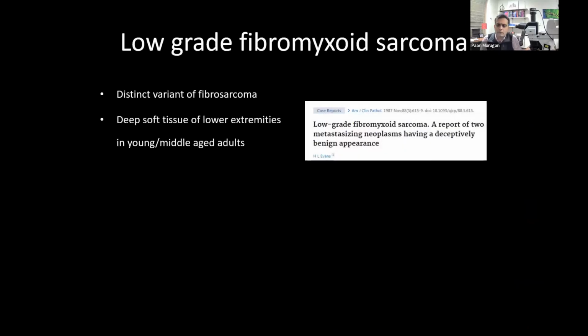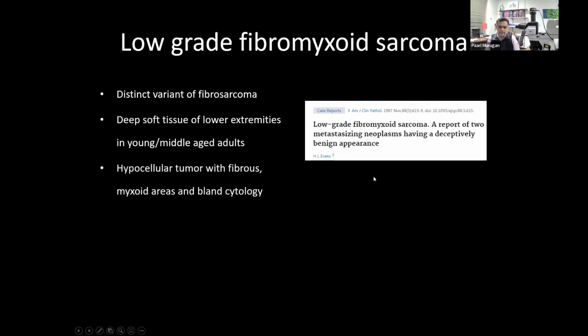Low-grade fibromyxoid sarcoma was first described by Dr. Harry Evans at the MD Anderson Cancer Center as a distinct variant of fibrosarcoma that's typically seen in the deep soft tissue of young adults.